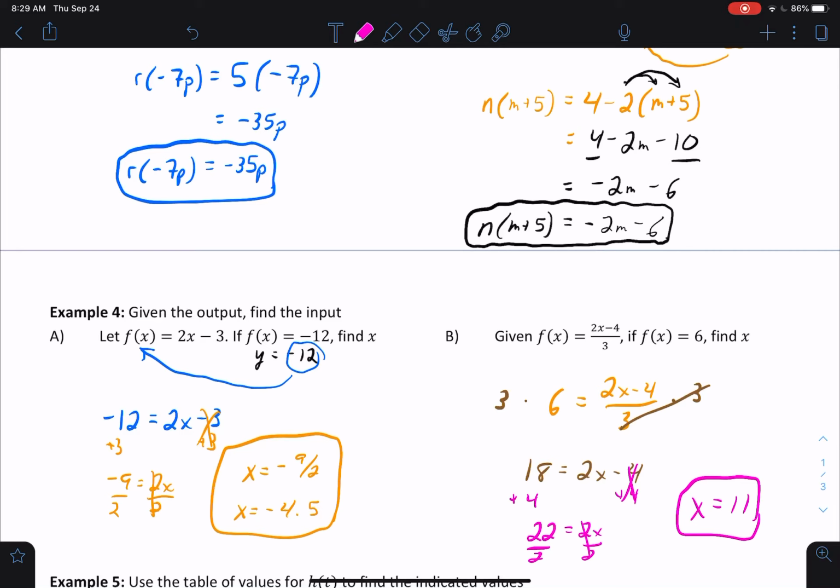Okay? So that is a good foundational introduction to function notation. In the next video, we'll deal with how function notation works when we're dealing with a table or a graph. Okay? Let me know if you have any questions, but make sure you watch that next video.